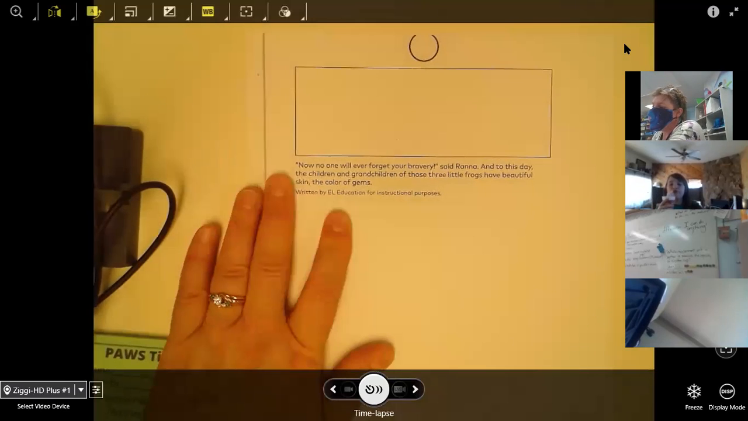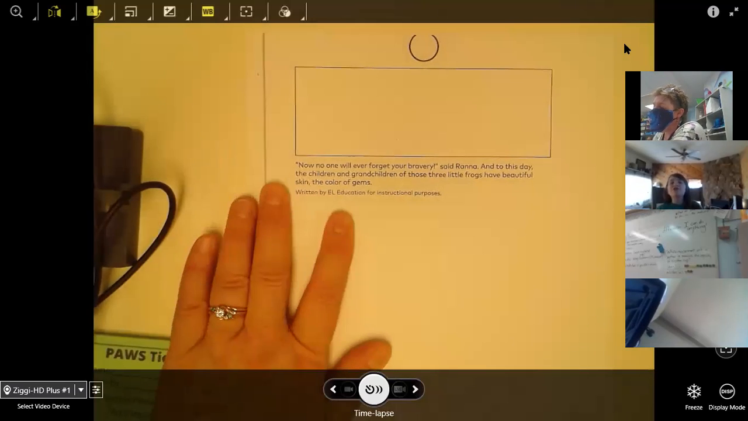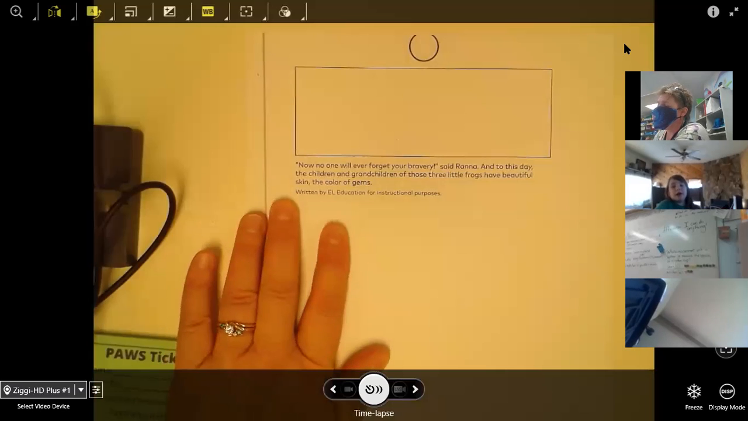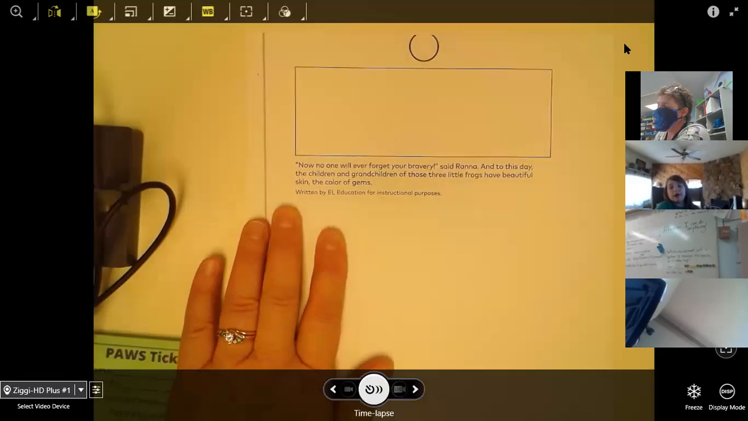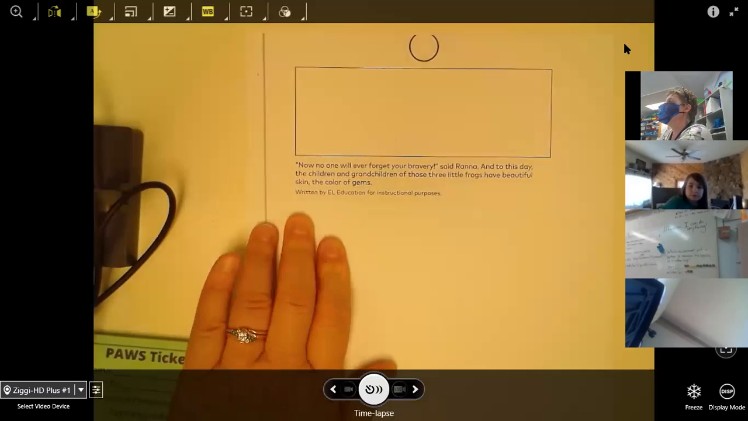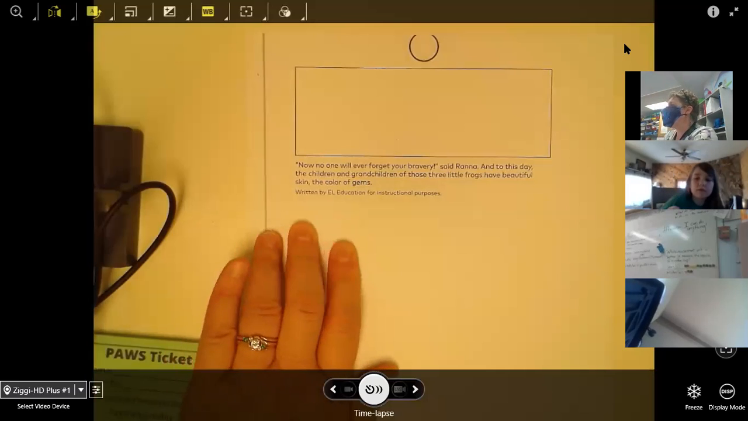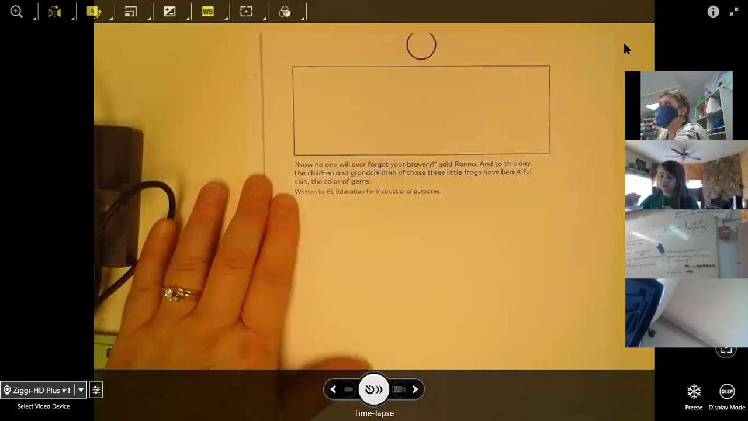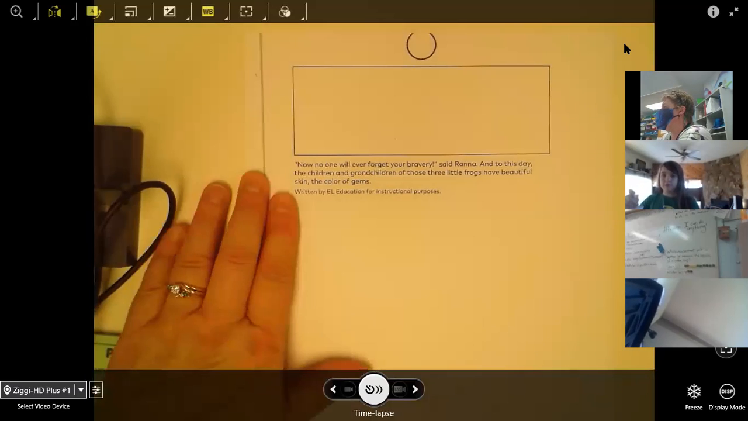Here we go. "Now, no one will ever forget your bravery," said Rana. And to this day, the children and grandchildren of those little frogs have beautiful skin, the color of gems. We talked a lot about those colors yesterday, didn't we? When we talked about poison dart frogs. And so we can really imagine in our brains what they must have looked like when they came out of the cave, right? All those brilliant, bright colors.